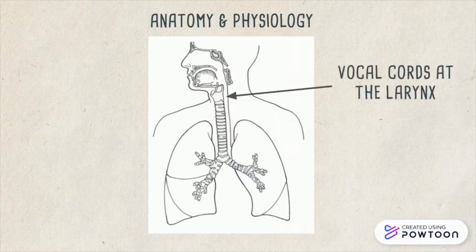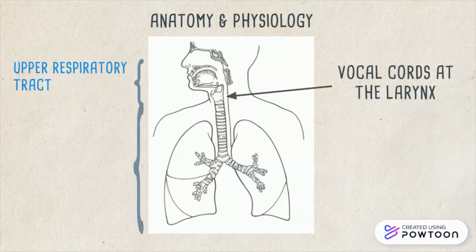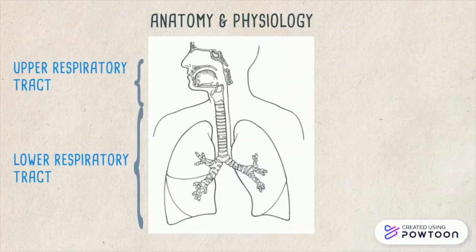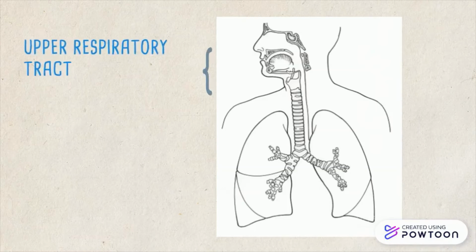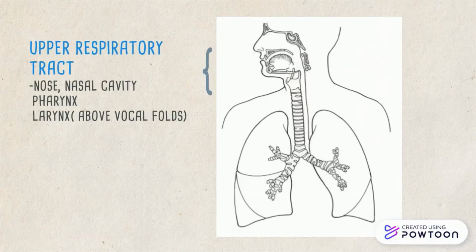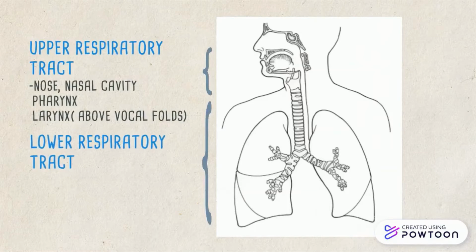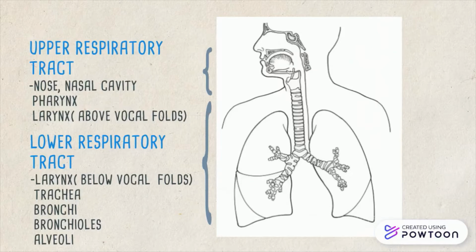The vocal cords present in the larynx divide the respiratory tract into two: the upper respiratory tract and the lower respiratory tract. The upper respiratory tract contains structures like the nose, nasal cavity, and pharynx. The lower respiratory tract consists of the larynx below the vocal folds, trachea, bronchi, bronchioles, and alveoli.